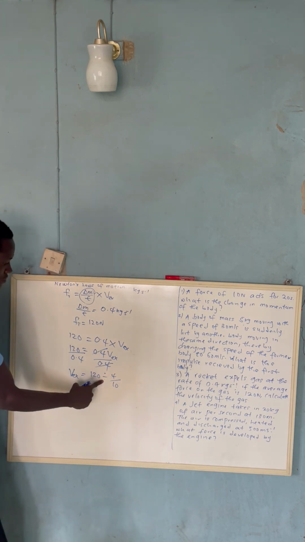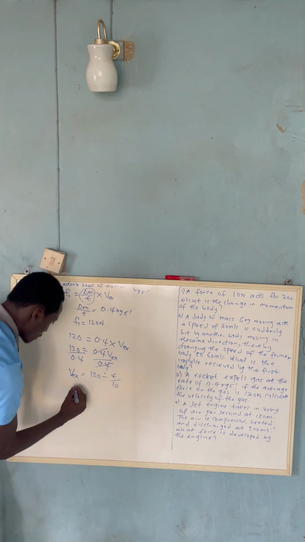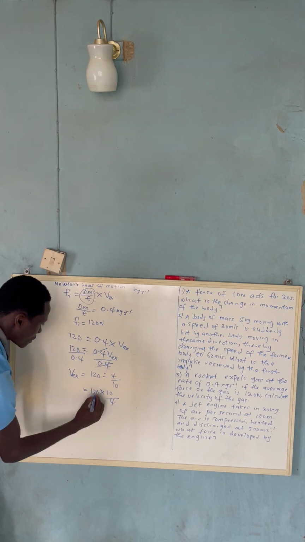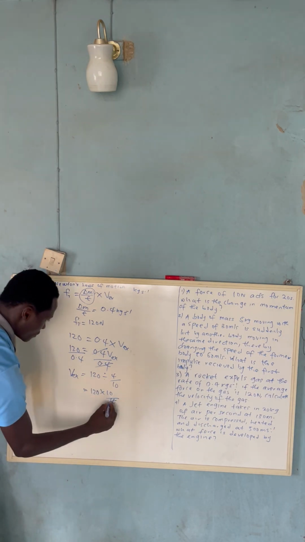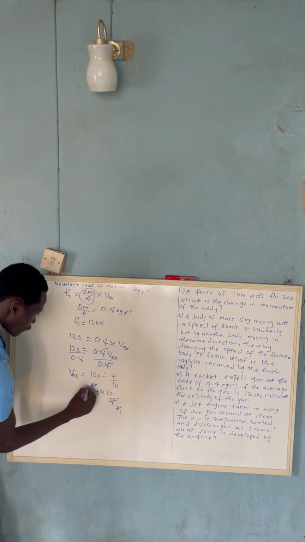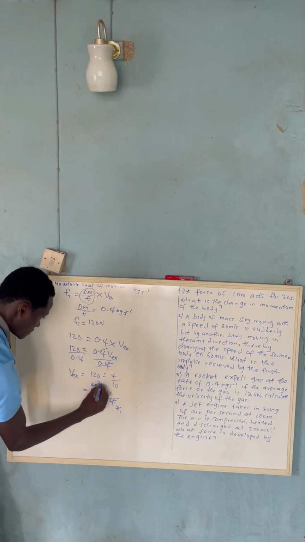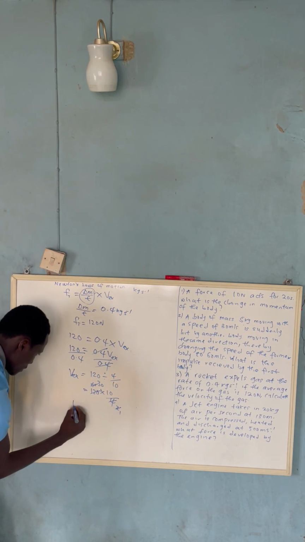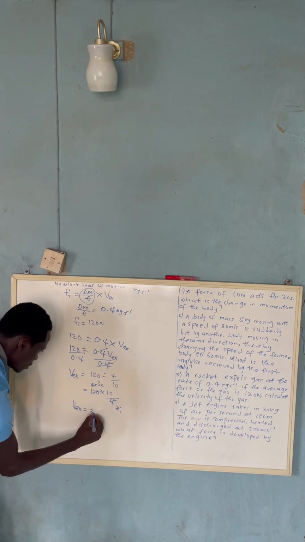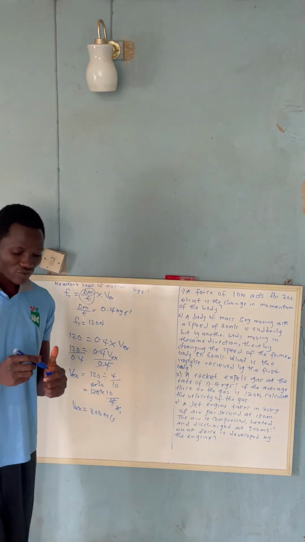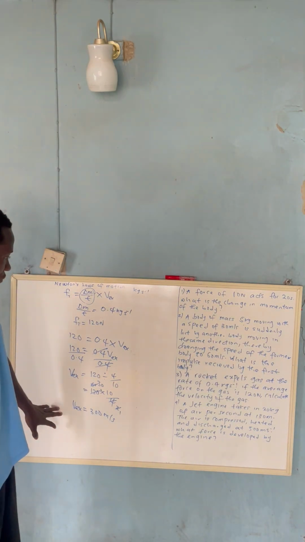If I turn this into multiplication, this will go up, this will come down. So we are going to have it as 120 times 10 over 4. So 120 divided by 4 is 30, right? So 30 times 10, that will give us 300. So the velocity of the exhaust is 300 meters per second. That is the velocity of the exhaust.